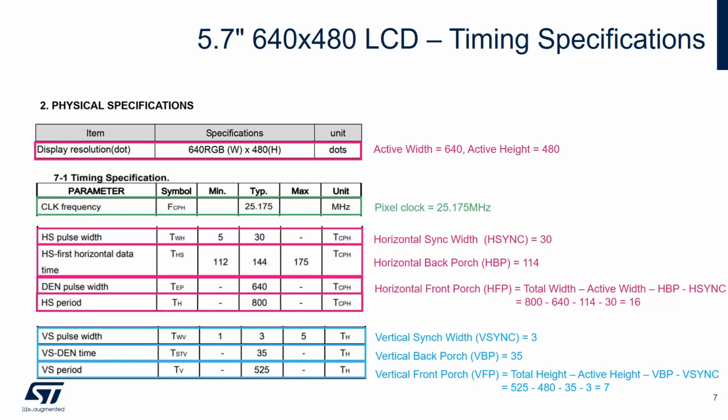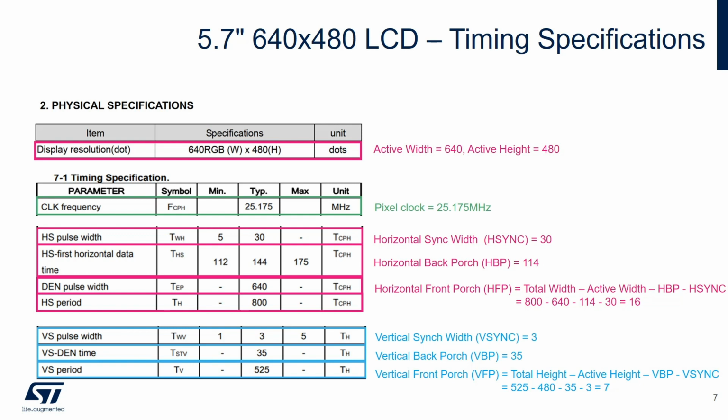The second set of timing parameters are the horizontal timings. The horizontal synchronization width is 30, then the horizontal back porch is 114. This display datasheet doesn't explicitly specify the horizontal front porch, but we can calculate it using the formula: total width minus active width minus horizontal back porch minus horizontal synchronization. And this gives us 16 for the horizontal front porch, or HFP.